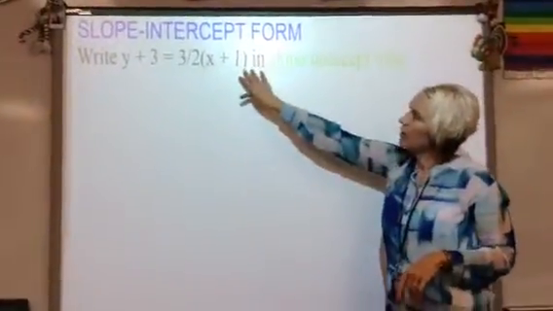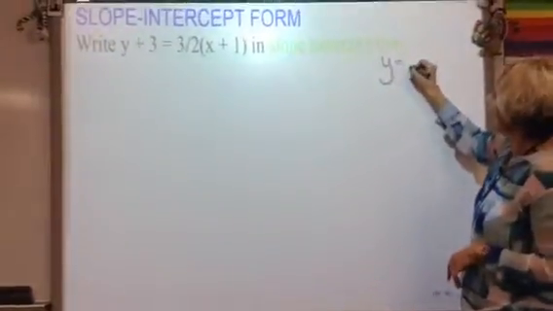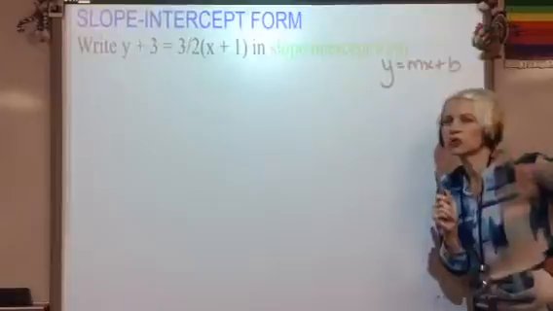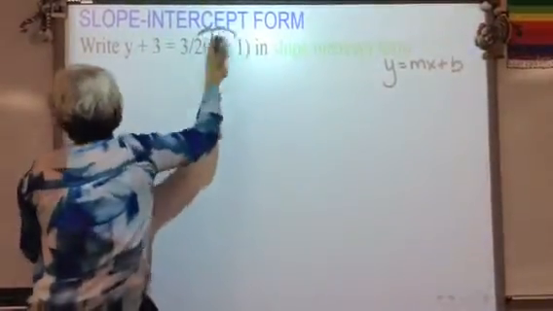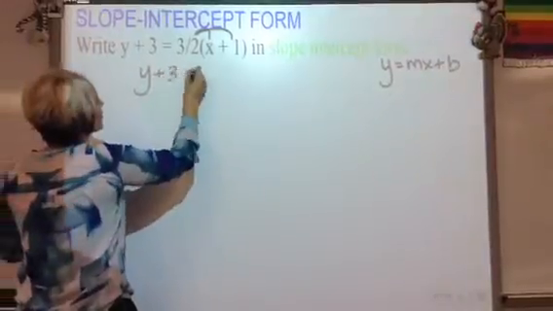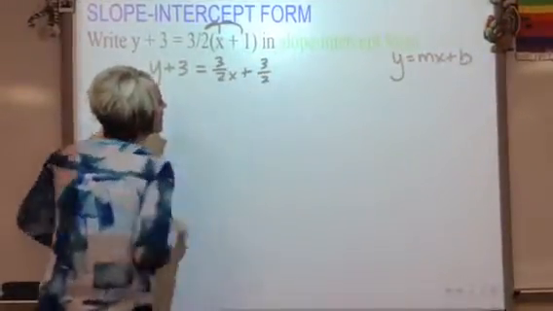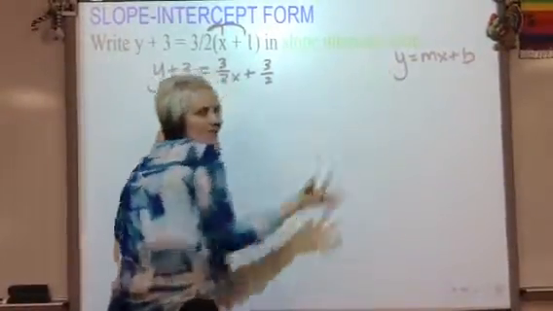Now I'm starting with point-slope form, and I want to go to slope-intercept form. Remember, that's y equals mx plus b. So really what we're going to do is we're just going to solve for y, okay? So go ahead and start by distributing. So this is y plus 3 is equal to 3/2 x plus 3/2. Is it okay to have fractions in this? You bet, because this is just slope-intercept form.